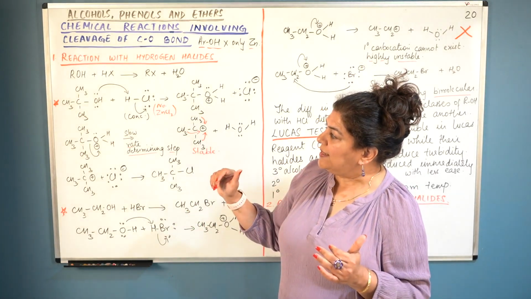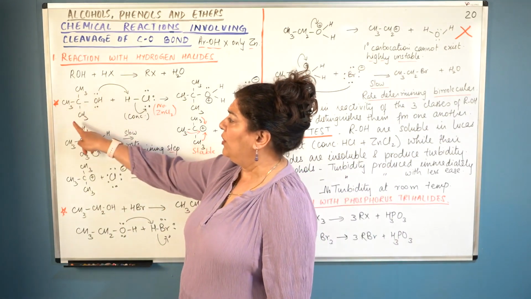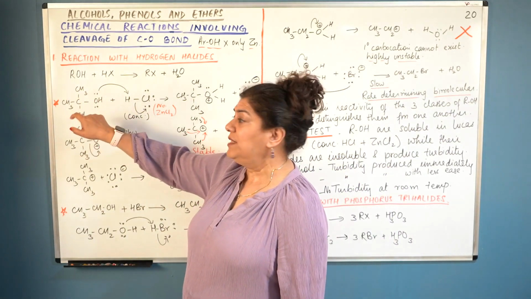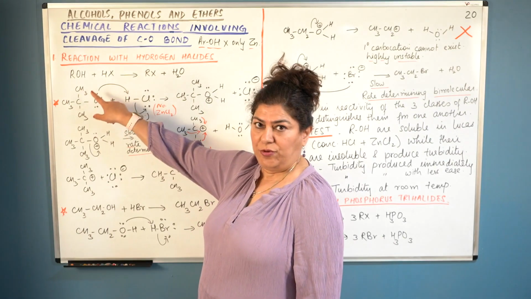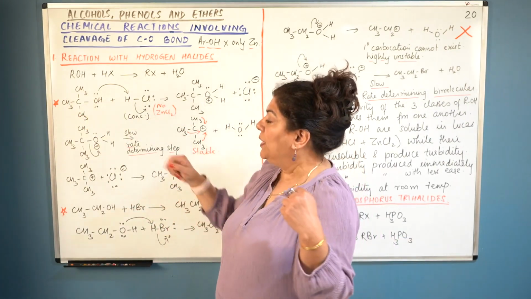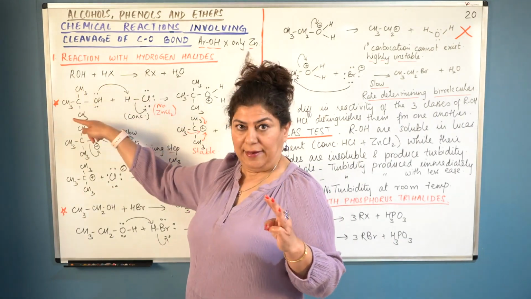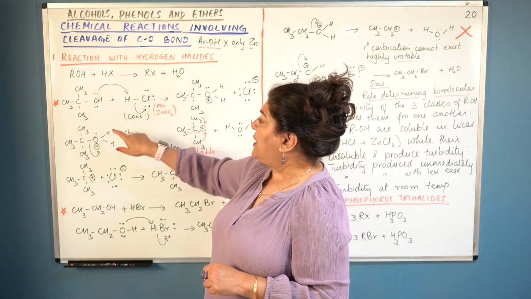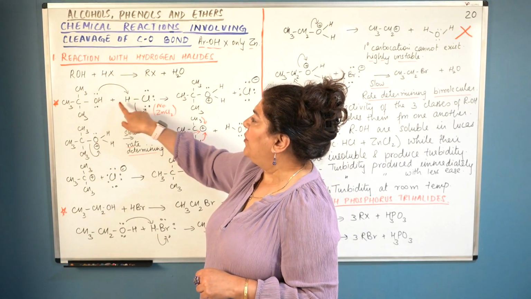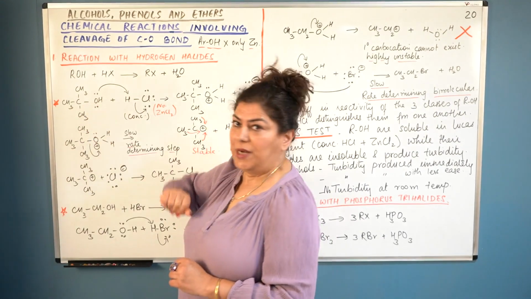So in the first case, I've taken a tertiary alcohol. In a tertiary alcohol, the carbon which is attached to the hydroxyl group is attached to 3 other carbons. Tertiary, 3. So it is attached to 3 other carbons. So this is a tertiary alcohol. So what happens when a tertiary alcohol reacts with HCl? The bond between carbon and oxygen has to break.